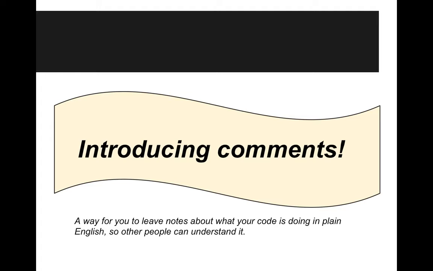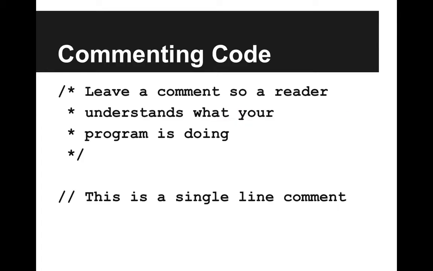Comments are a way for you to leave notes about what your code is doing in plain English so other people can understand it. All of our code can be cryptic, but we can leave notes to make it clearer. There are two ways to comment code. One is a multi-line comment, which starts with slash star and ends with star slash, and can span across multiple lines. The other is a single line comment, which starts with slash slash.